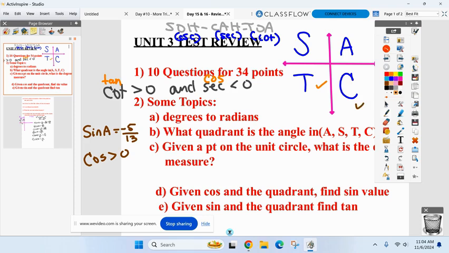Quadrant 4. Okay. So I don't care what I put there, I could put negative happy face. You don't care. You just care that it's negative. We good, Ian? Yeah. All right.